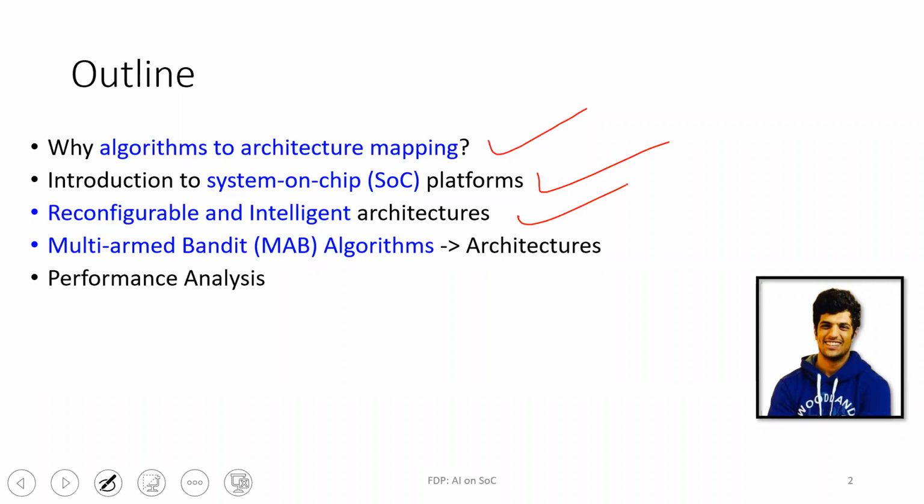Then, as I discussed, the deep learning part will be covered in the next two sessions, tomorrow and day after tomorrow. So I'll limit myself to the discussion of the online learning algorithms, which are the multi-arm bandit algorithms we discussed yesterday, and how they can be mapped on the hardware. And then I'll show you some preliminary results.